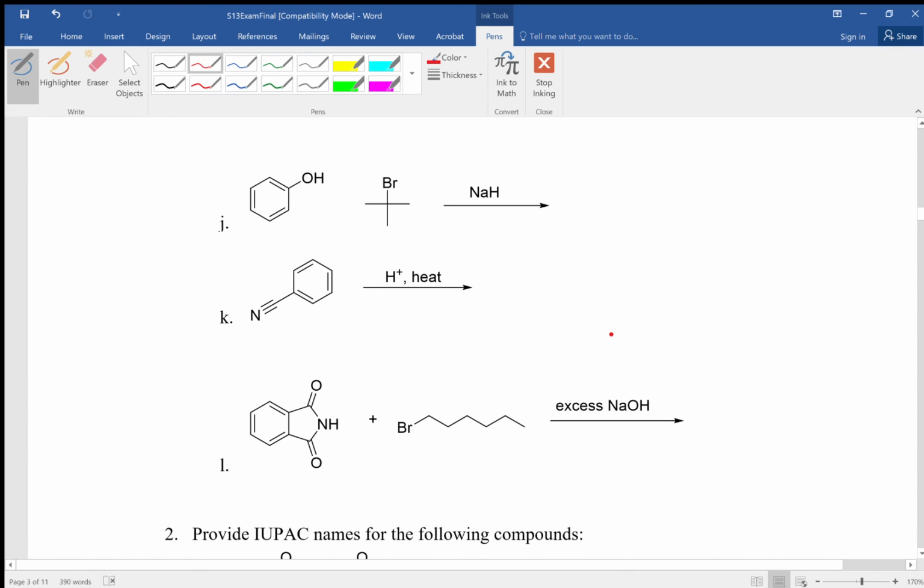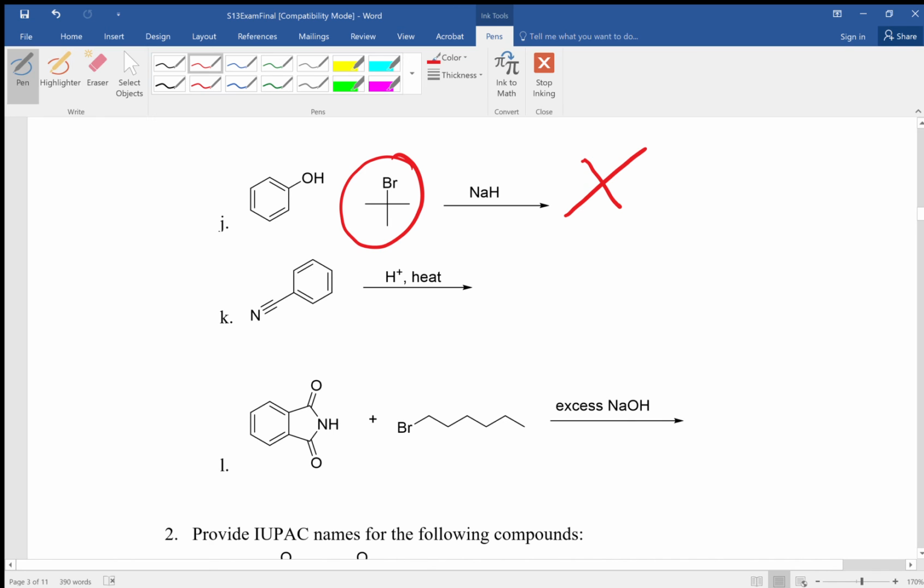Part J, we have what looks like a Williamson ether synthesis. But the Williamson ether synthesis is an SN2 reaction. Our electrophile, the alkyl halide here, is tertiary, we know that tertiary leaving groups don't work for SN2, and so this ether synthesis will not work.